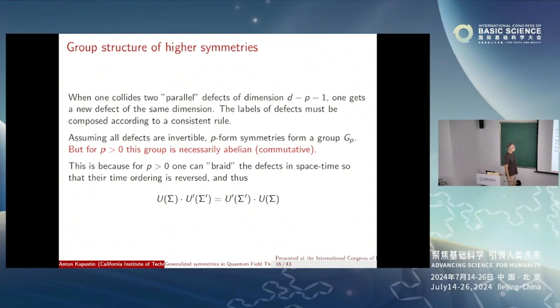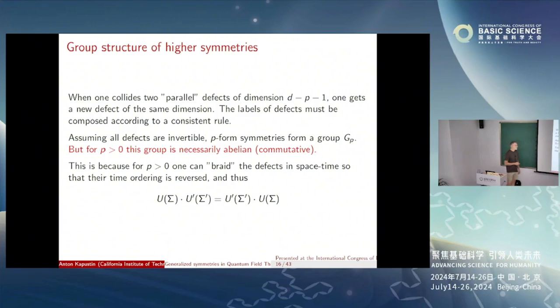Now, what structure do higher form symmetries form? Well, first of all, if you collide two parallel defects of dimension d-1, you get a new defect of the same dimension, and the labels must be composed according to some consistent rule, which means that you get a group, which let's call this group G_p. It's a group of p form symmetries. For p greater than 0, this group is necessarily abelian.